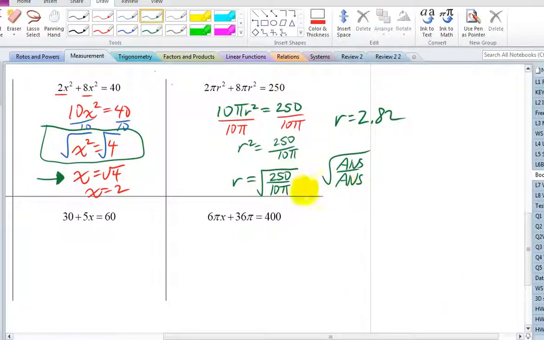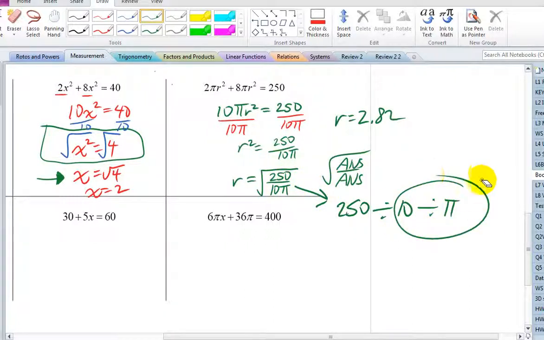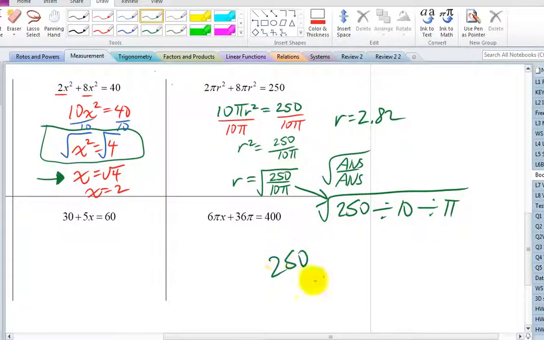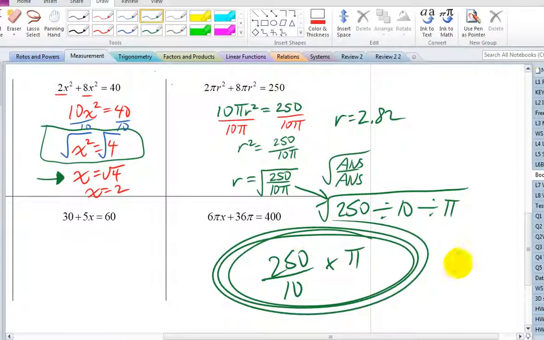Okay, this is the same as 250 divided by 10 and divided by pi. You have to have 250 divided by both of them. Some calculators will like that a lot, so you could do that as well. Do you see 250 divided by 10 times pi? If you don't use brackets, this is what you just did. That's why you have to use brackets, so that the bottom becomes an answer. Any questions?